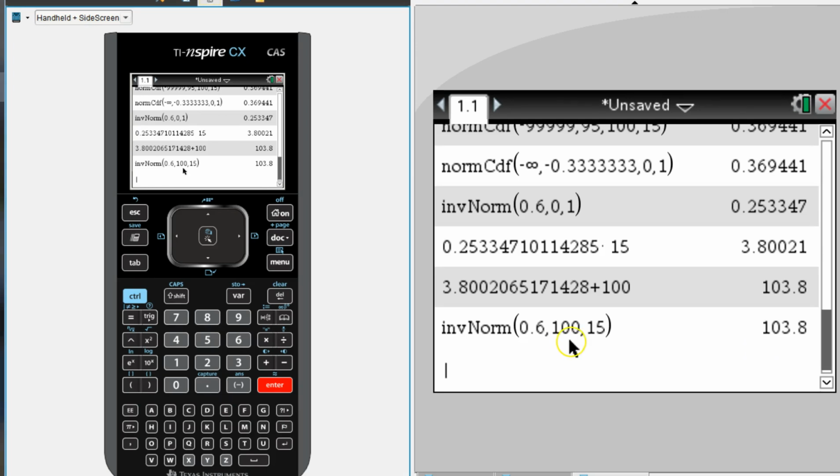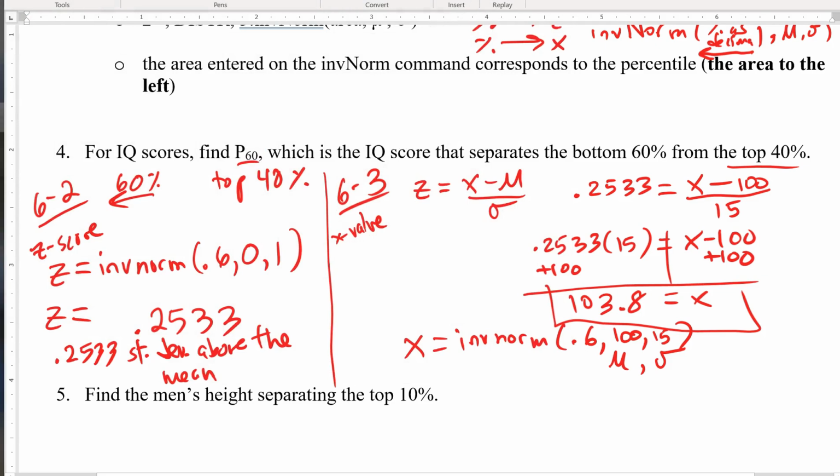That's good that you can do that, but just understand what your calculator is doing. Okay? Basically, it is taking the 103.8, there we go. It's taking this percentage, turning it into a z-score, and then it's running through the algebra to figure out what the x is. So it's doing all of that for you. And I'm totally fine if you want to use your calculator to do that. Okay, a couple more examples.